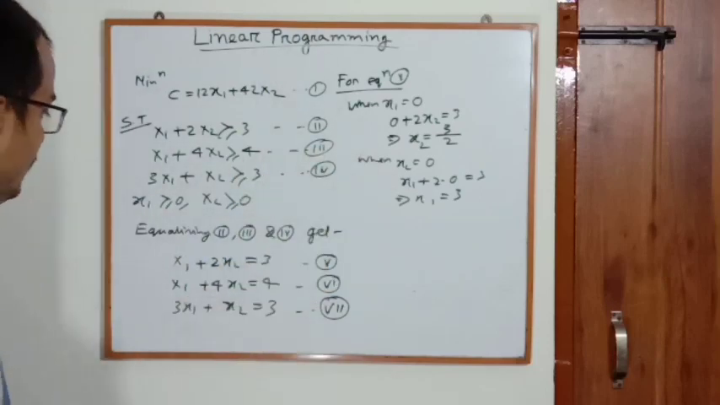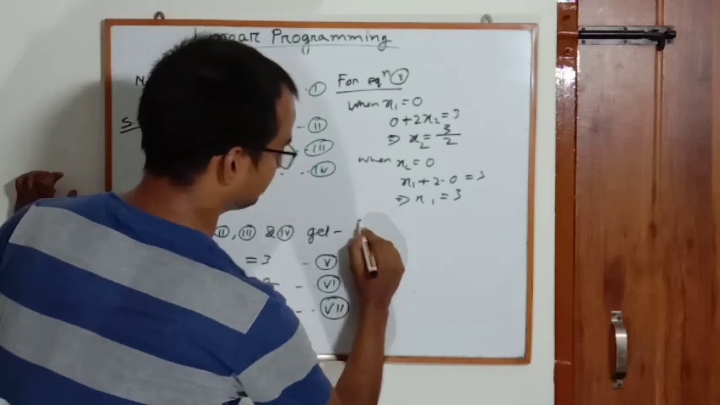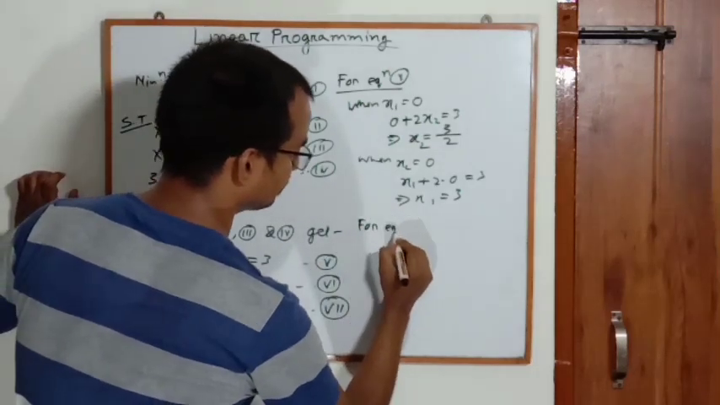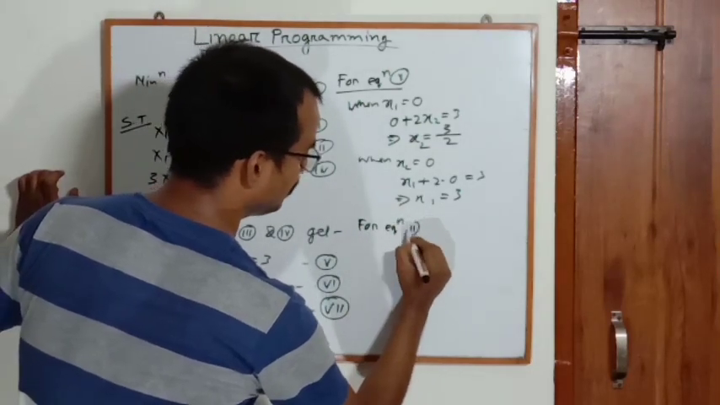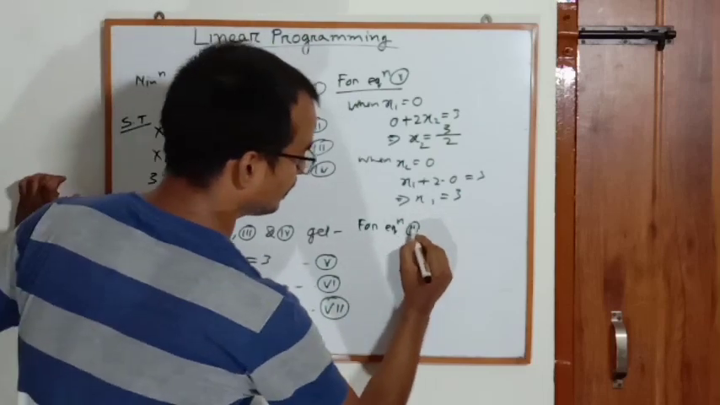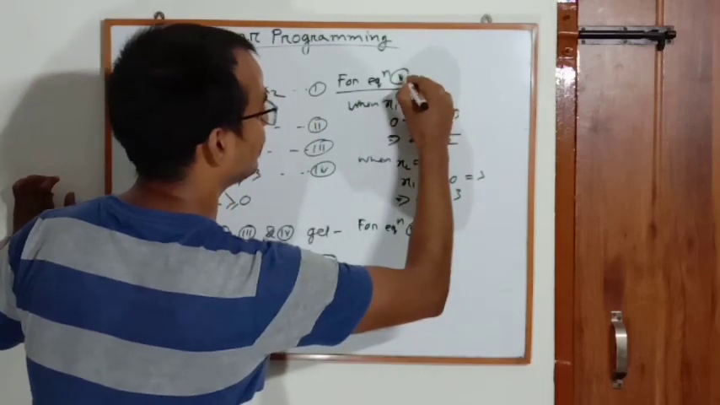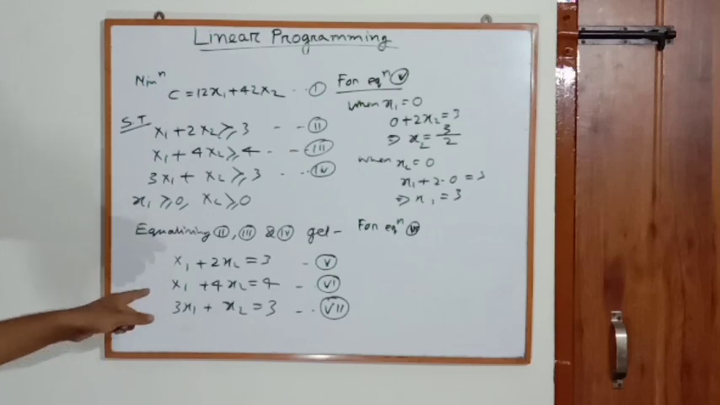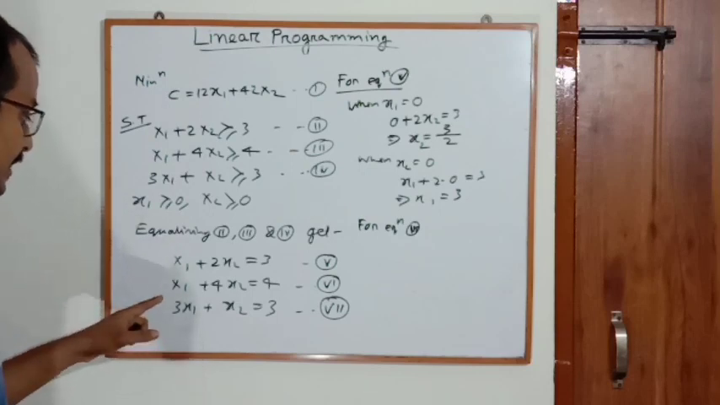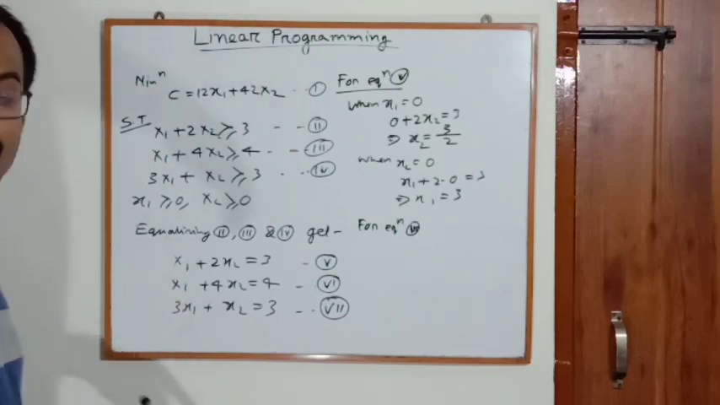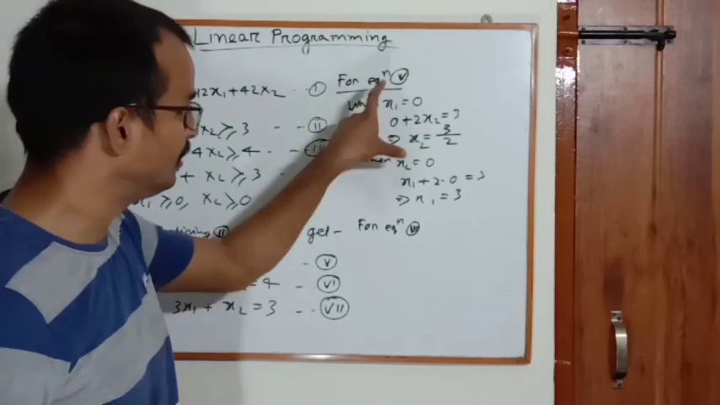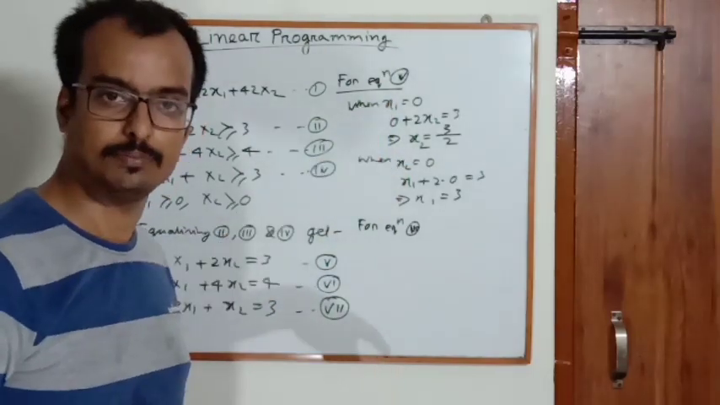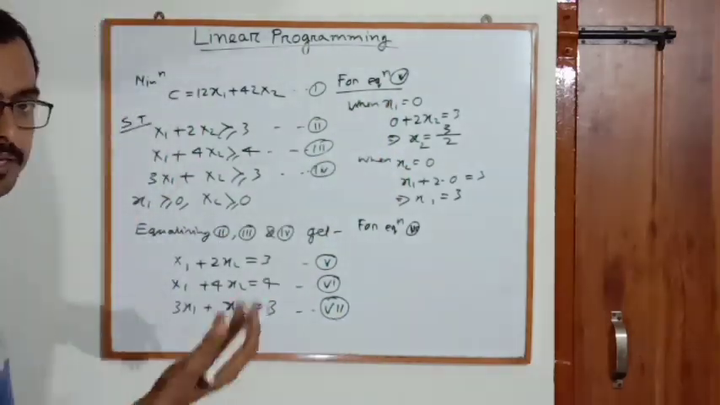For equation 6. This is 5, this is 6. So I think I can write directly now. I'll write directly now, but you don't write that way. You do this for each and every one. You will be getting marks for that.